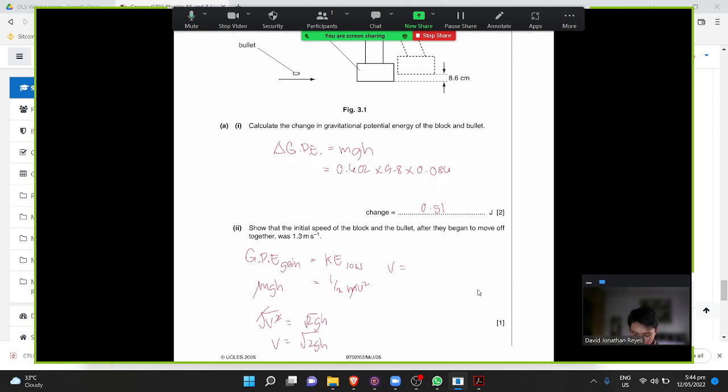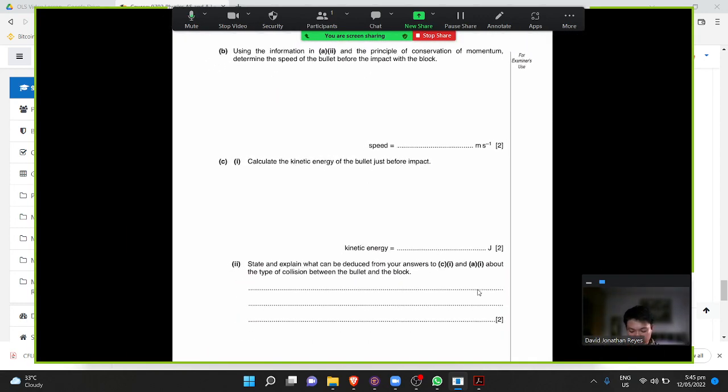Now solve for v, square root of 2 times 9.8 times 0.086. So let's try to solve that. 2 times 9.8 times 0.086, and you'll get 1.29 or 1.3. v equals 1.3 meters per second. So this is confirmed. Okay. Now let's move on with the last two questions.